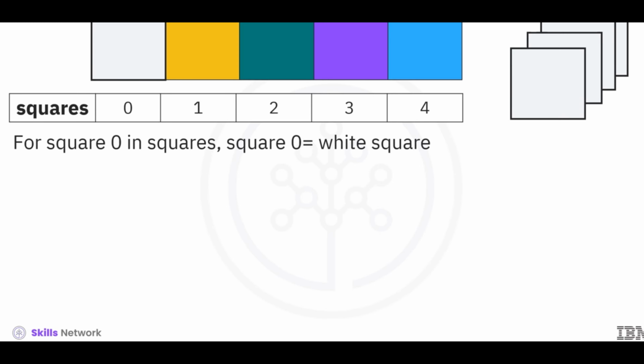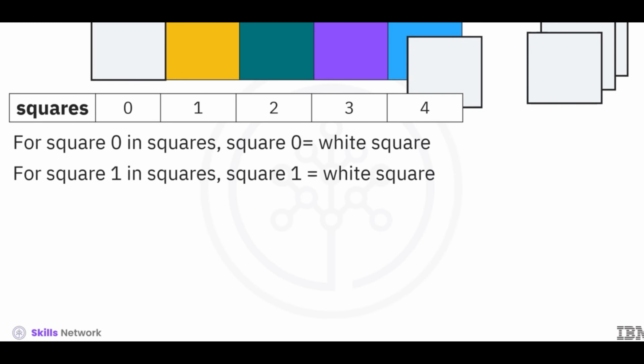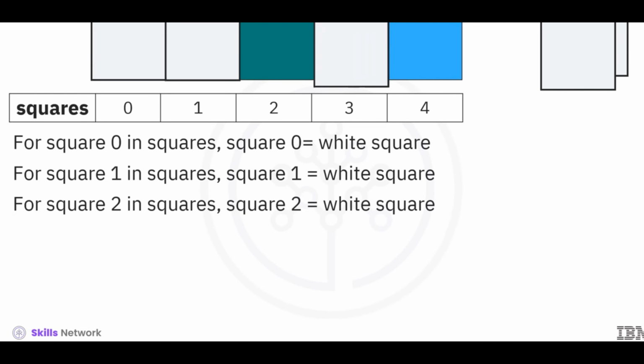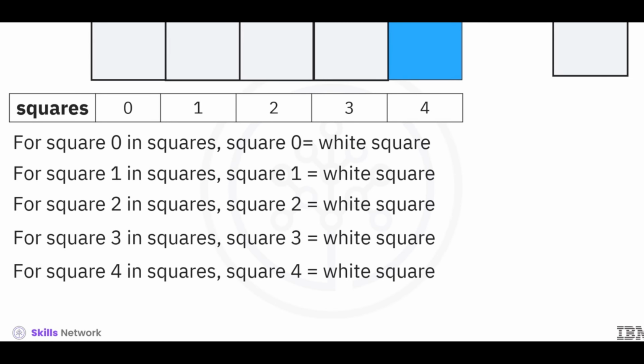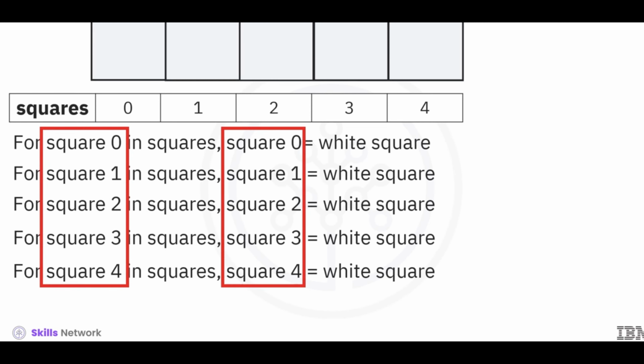Similarly, for the next square, we can say for square 1 in squares, square 1 equals white square. For the next square, we can say for square 2 in squares, square 2 equals white square. We repeat the process for each square. The only thing that changes is the index of the square we are referring to.